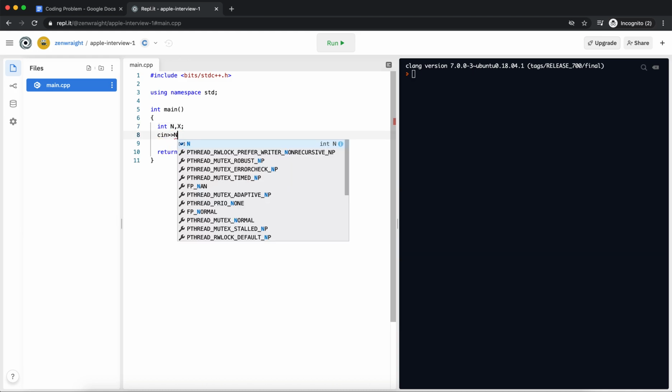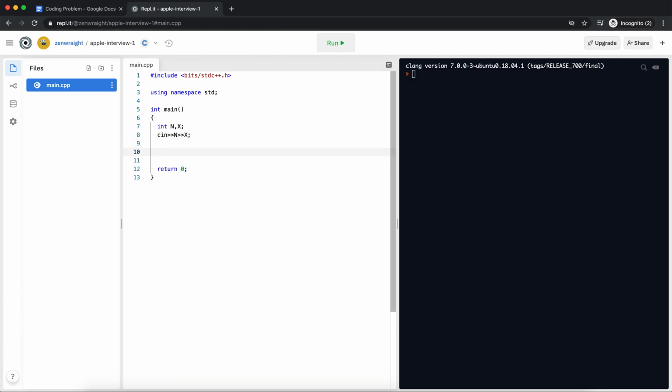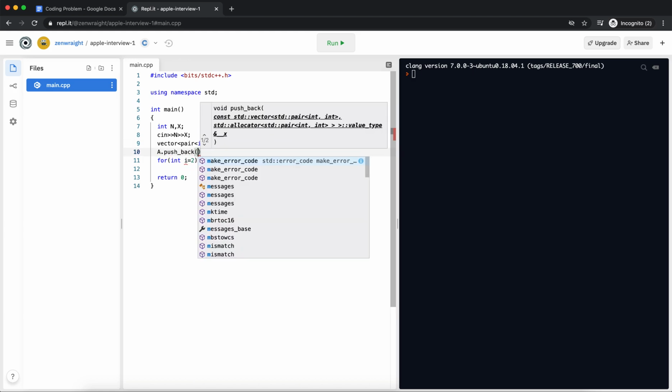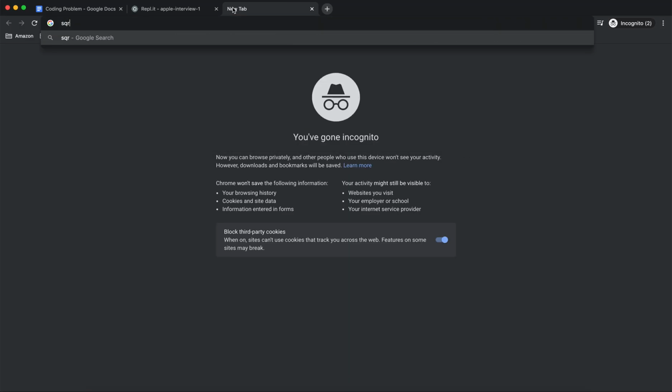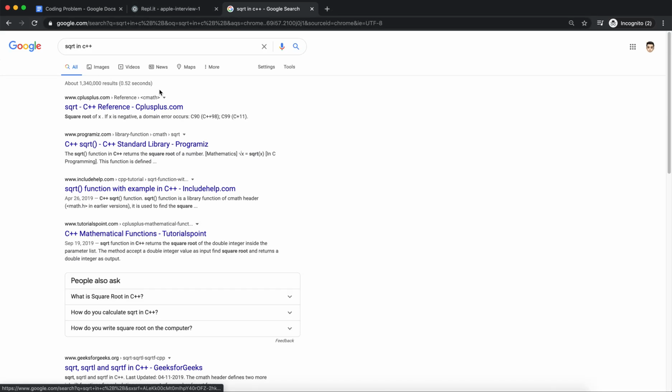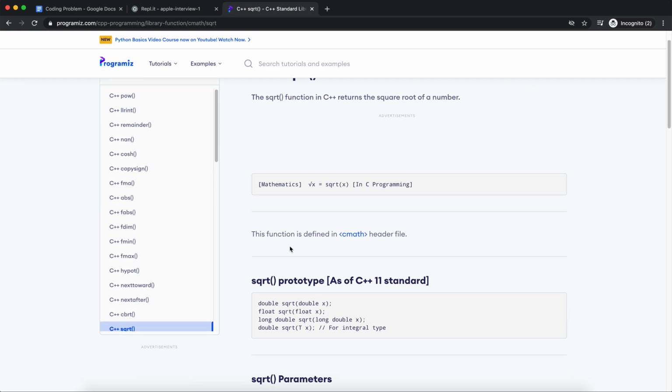x and n as our input, and then we can start a for loop, and we keep a pair to store, and then one pair will be equal to 1 comma x itself, right? And then we have, I think, sqrt in C++. There should be a method, right? I keep forgetting the syntax.